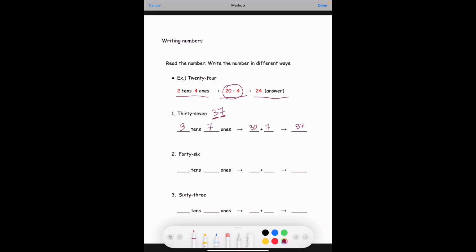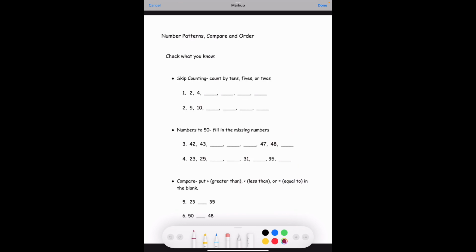Let's try number 2. The number is 46. The 4 is in the tens place, so there's 4 tens. And the 6 is in the ones place, so there's 6 ones. And because there's 4 tens, 10 plus 10 plus 10 plus 10, that is 40. And there are 6 ones, which is just 6. And 40 plus 6 equals 46.